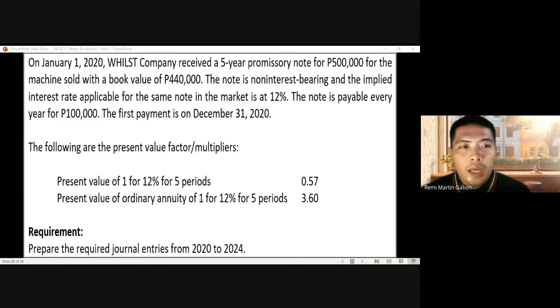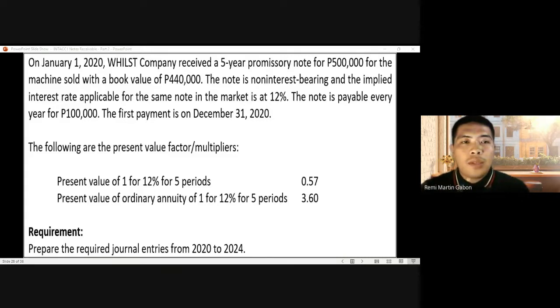Guys, so answer now, it's in the problem. That is correct. Ordinary annuity. Okay? Ordinary annuity.